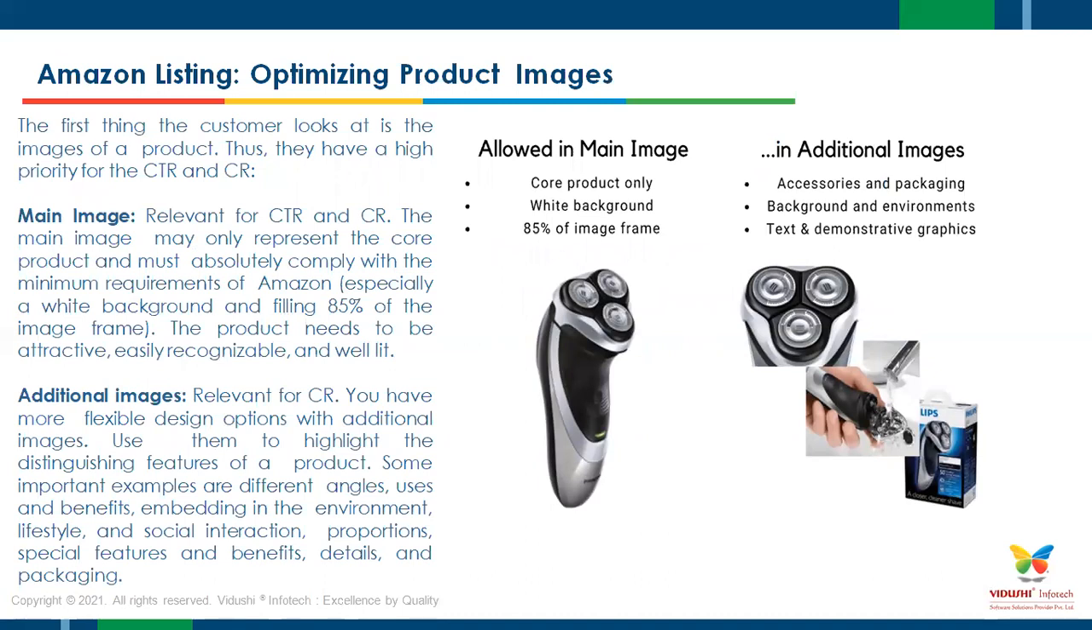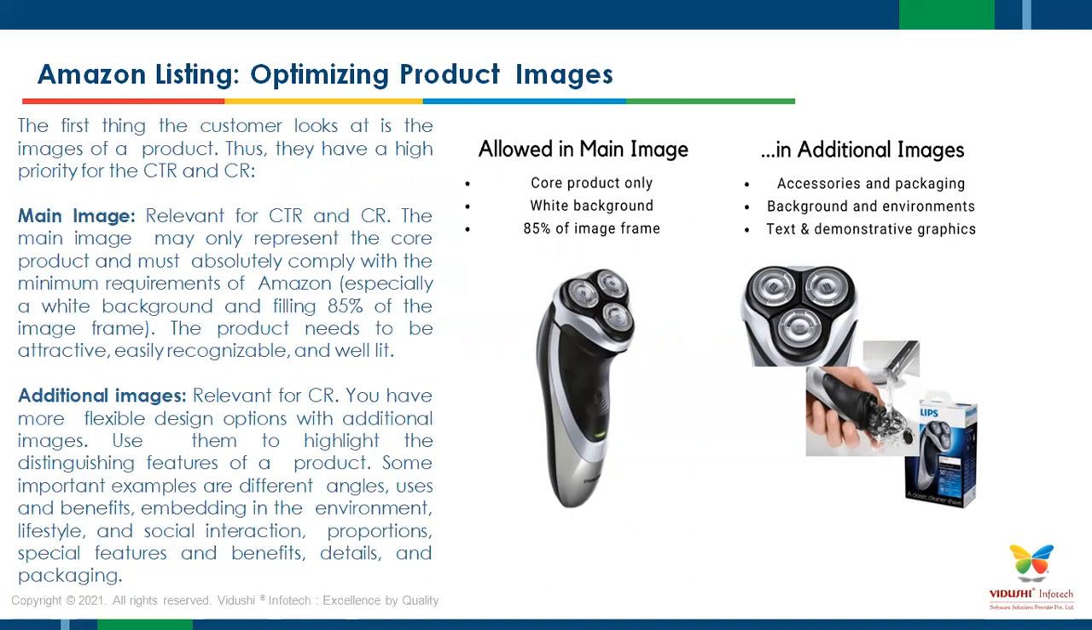Moving ahead with optimizing product images. The first thing the customer looks at is the images of a product. Thus, they have a high priority for the CTR and CR, click-through rate and conversion rate. Amazon has some criteria for submitting the images of the products.